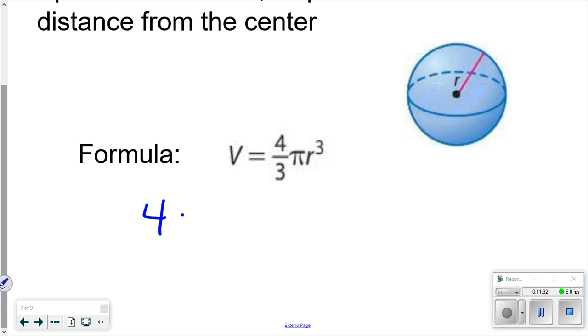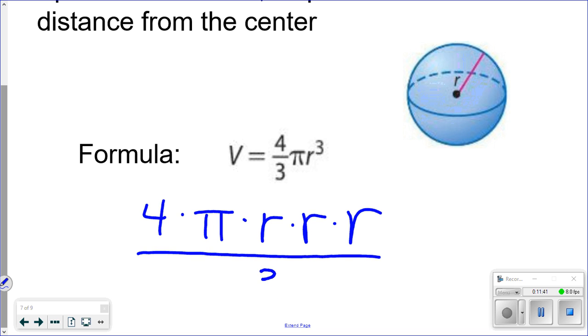4 times pi times radius times radius times radius, all divided by 3. This is one we don't deal with a whole lot. We don't deal with spheres a ton. This is probably one of the only days, I can't remember if we find surface area of them or not. But we don't deal with them a whole lot.